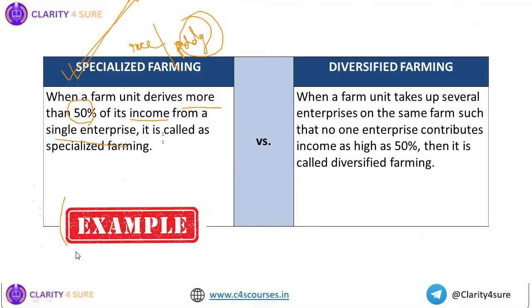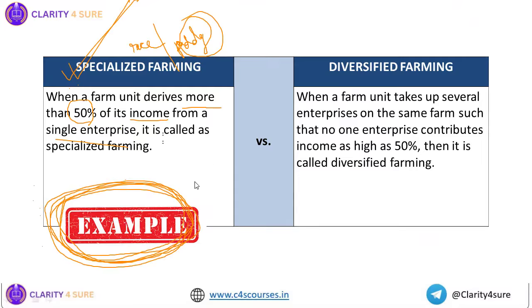Now your second homework is to give an example of specialized farming. A very typical example of specialized farming, where more than 50%, or say 90%, of the income comes from a single enterprise. So give an example of specialized farming. In specialized farming, as I was saying, more than 50% of the income will be from a single enterprise. Suppose I cultivate paddy, then more than 50% of my income comes from paddy cultivation alone. Then we'll consider that to be specialized farming.